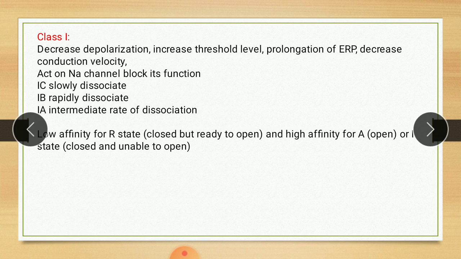A review of recent literature shows that antiarrhythmic drugs have low affinity towards the activated closed channel but high affinity for the closed inactivated channel. So antiarrhythmic drugs have low affinity toward the activated closed channel but high affinity for the closed inactivated state.